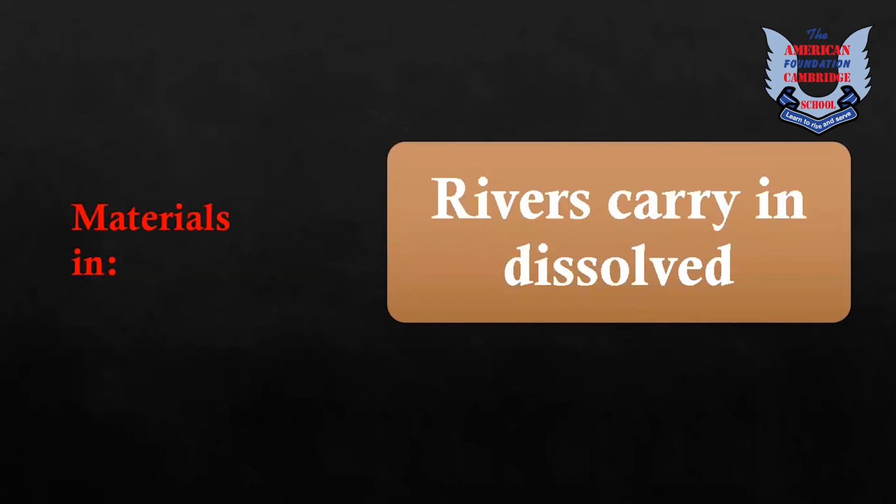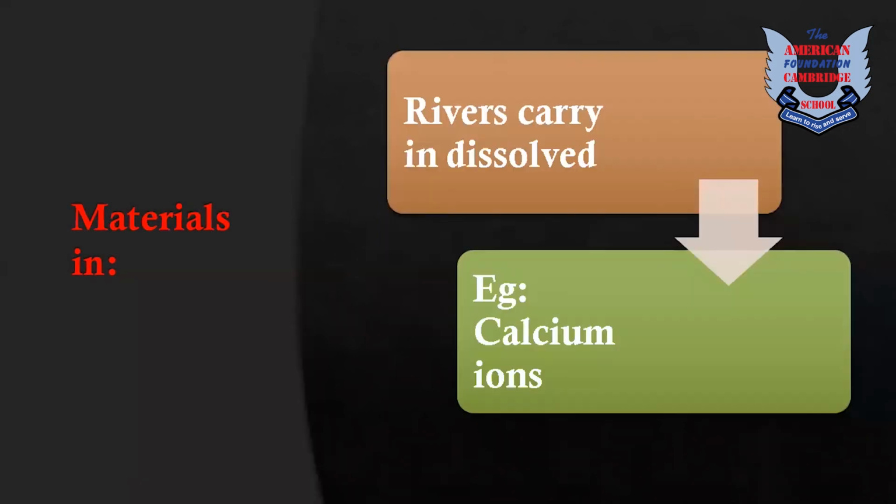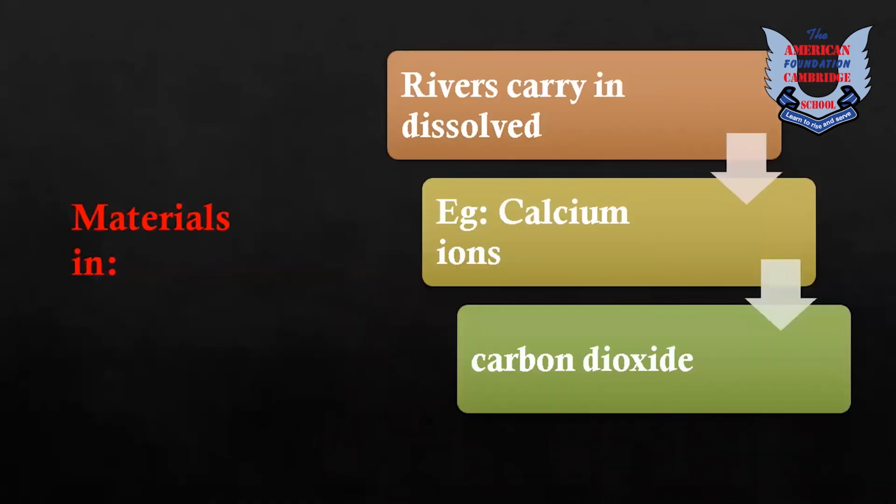Okay, so rivers carry and dissolve substances from the weathering of rocks, for example, calcium ions, and some carbon dioxide dissolves in water. How does some carbon dioxide dissolve in seawater? The ocean takes up carbon dioxide through photosynthesis that is performed by the plant-like organisms called phytoplanktons.